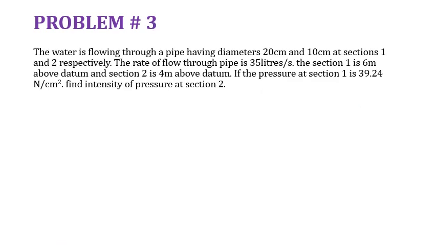So the next numerical is, the water is flowing through a pipe having diameters 20 centimeter and 10 centimeter at section 1 and 2 respectively. The rate of flow through the pipe is 35 liters per second. So discharge is given 35 liters per second. The section 1 is 6 meter above the datum and section 2 is 4 meter above datum. So from a reference plane, section 1 is 6 meter above datum and section 2 is 4 meter above datum. If the pressure at section 1 is 39.24 Newton per centimeter square, find the intensity of pressure at section 2.